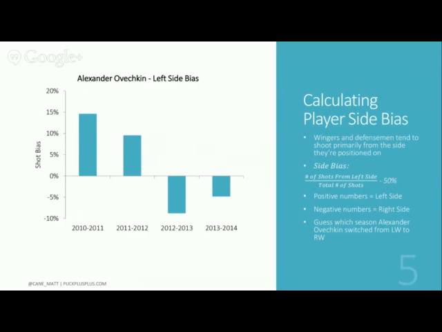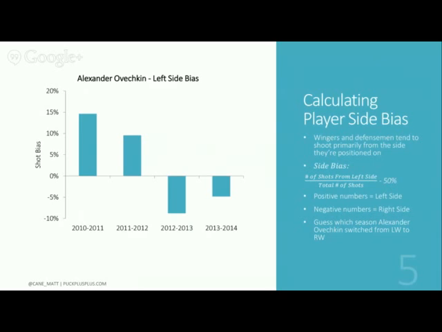bias. And this basically takes advantage of the fact that intuitively, players are going to shoot from the side of the ice that they're positioned on. So left wingers are going to take shots from the left side of the ice, right wingers are going to take shots from the right side of the ice, and similarly, defensemen are going to do the same thing. So if we take the total number of shots that a player takes from the left side of the ice, divide it by the total number of shots that the player takes in general, we can come up with a metric that gives us a sense as to what side of the ice they're playing on.